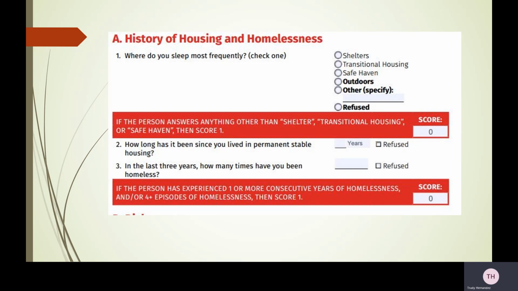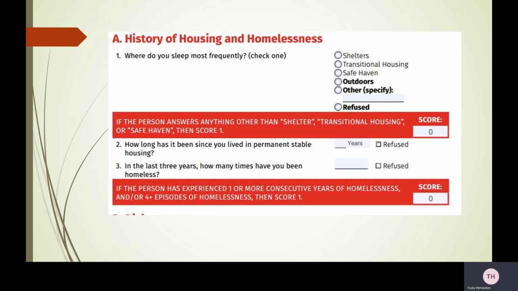Whenever we talk about safe haven here, we are talking about the safe havens that serve individuals with mental illness. They are specific to safe havens. If you are unsure about what that looks like in our community, please reach out and we can clarify for you. So based on question 1, if that person answers anything other than shelter, transitional housing, or safe haven, then they would score a 1.